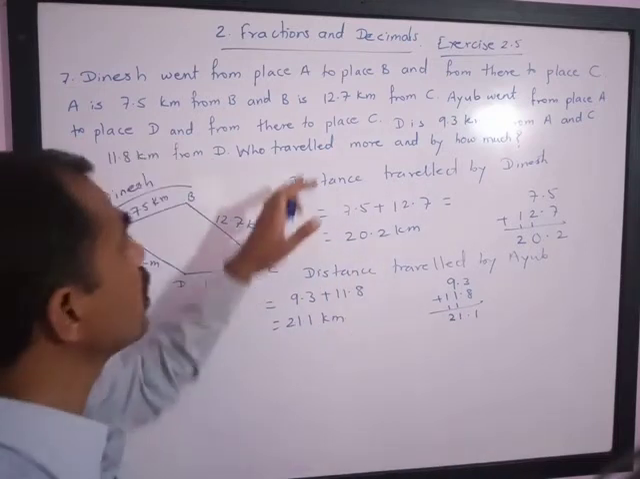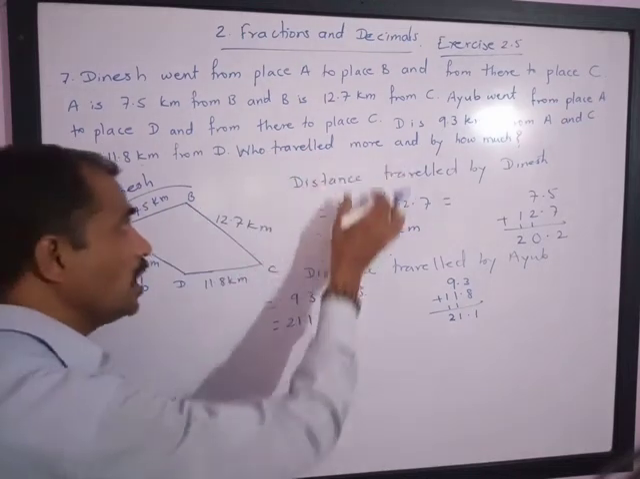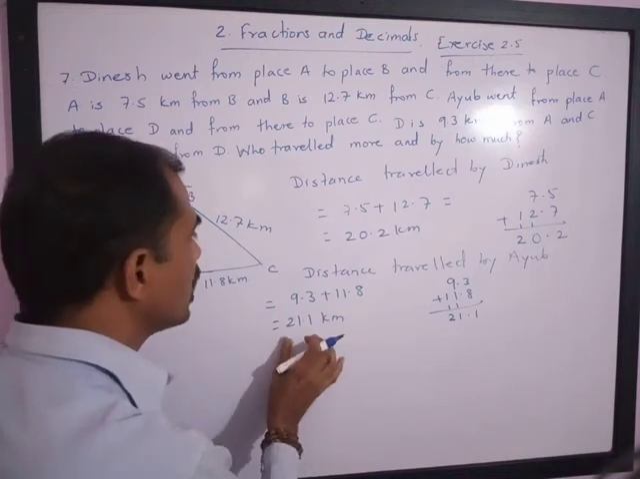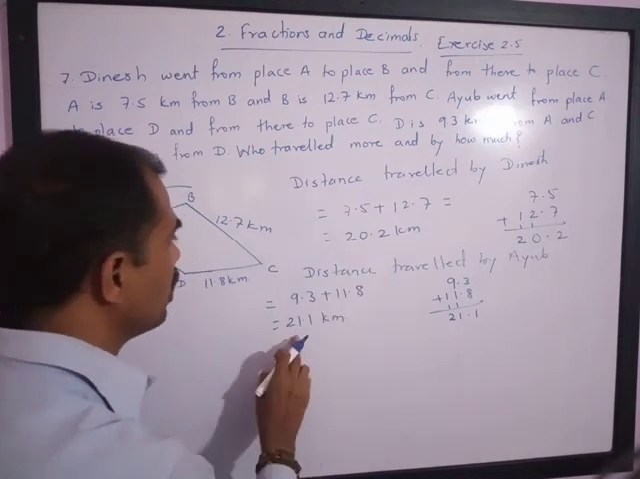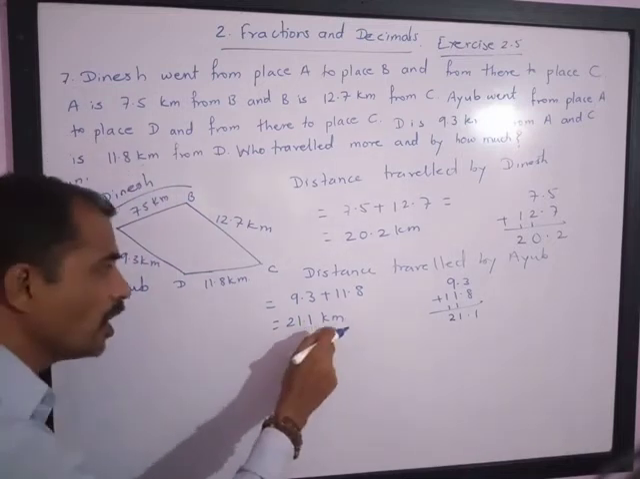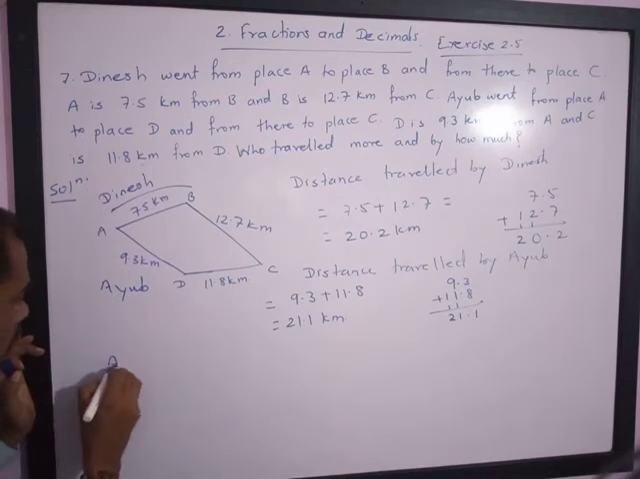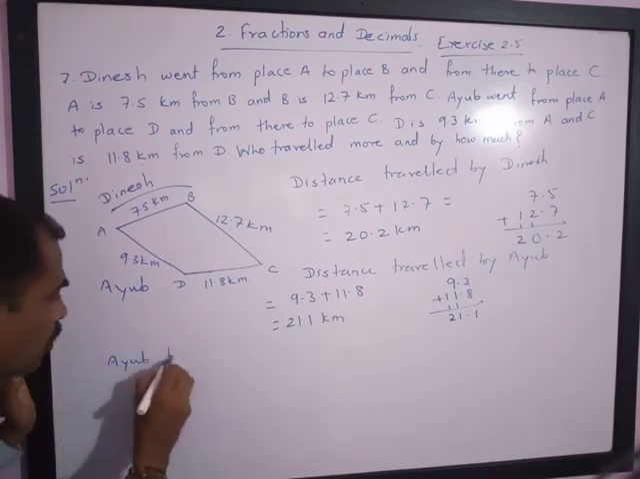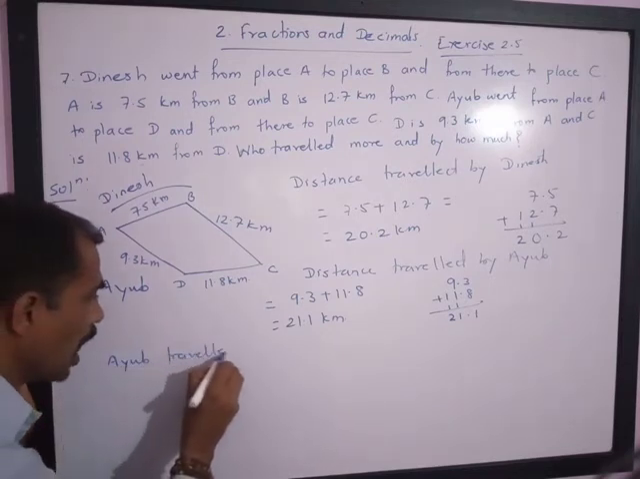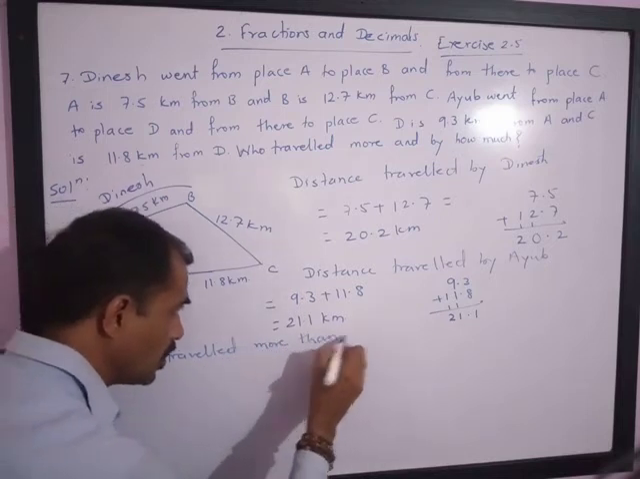Now let us see what the question is. The question is who travelled more. To find who travelled more, we have to compare the numbers and find the larger one. From this we can understand Ayub travelled more. Since 21.1 is bigger than 20.2, we can say that Ayub travelled more than Dinesh.